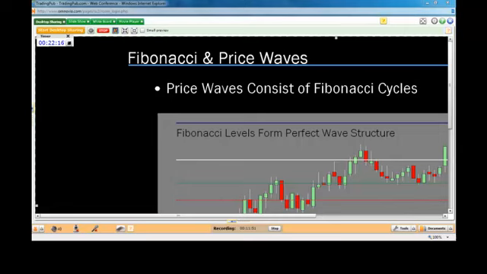All the price waves consist of Fibonacci cycles. Fibonacci cycles become areas of support and resistance, and this is how price waves are formed.